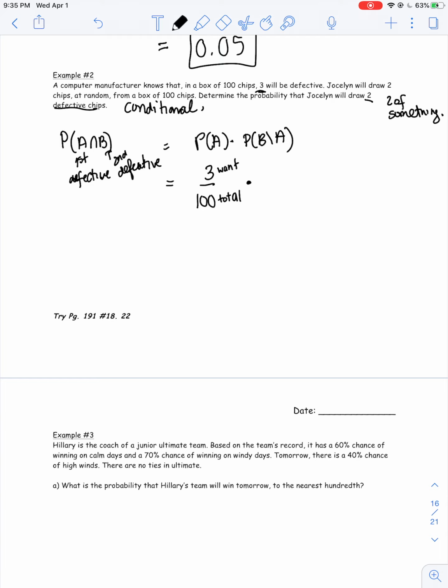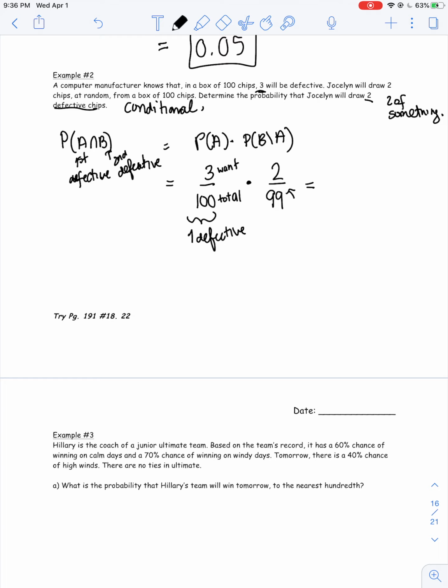Multiplied by, now we want to go into that same box and take another defective chip. Well, we already took out one defective chip. If we go back into the box, now we're going to only have 2 defective because we already took one out. And in our box, we now have 99 chips left once we took one out. So this is going to be our conditional probability, our new value.